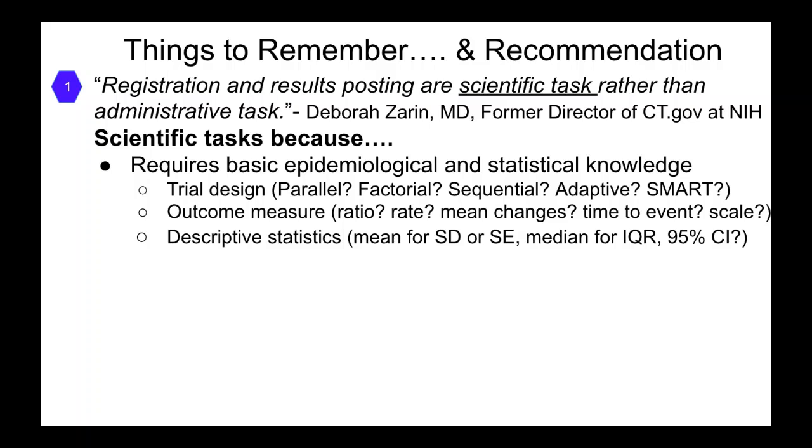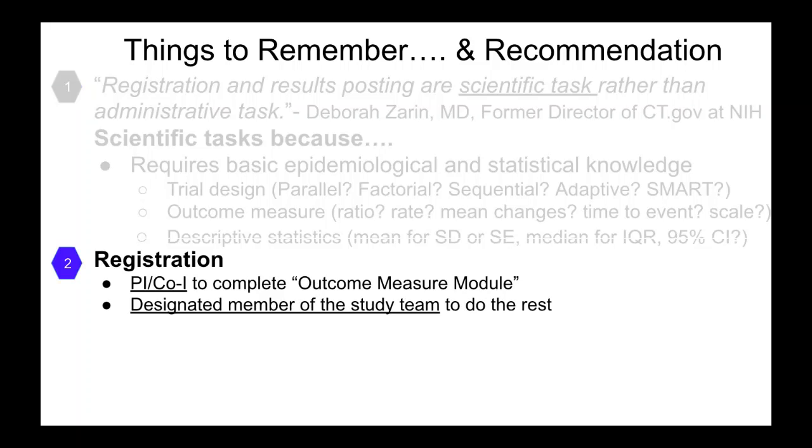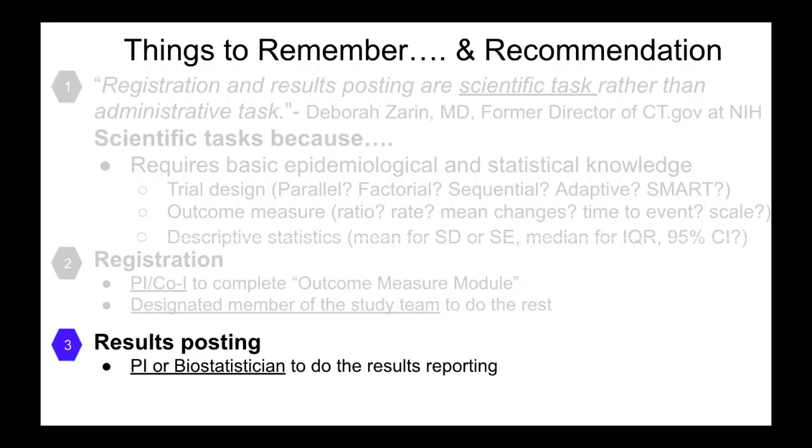And when you do the results reporting, you need to be very comfortable with reporting descriptive statistics. You need a basic understanding of which dispersion method, so precision or measure of central tendency, should be reported for your outcome. With that, of course, we recommend the PI, COI, or clinical scientists who have epidemiological and statistical knowledge do the outcome measure module, and the rest of the sections can be done by a coordinator or data specialist.